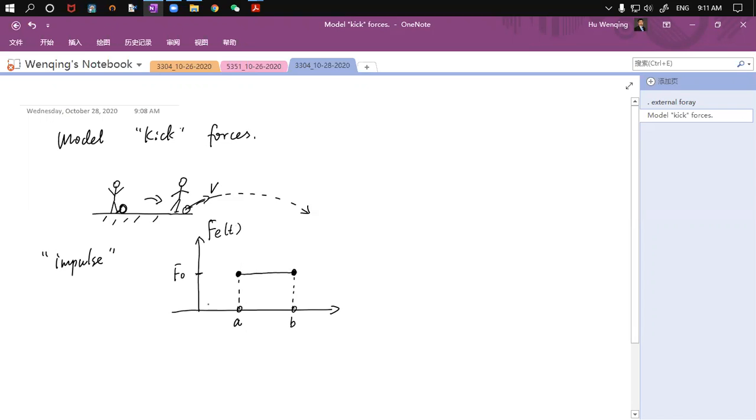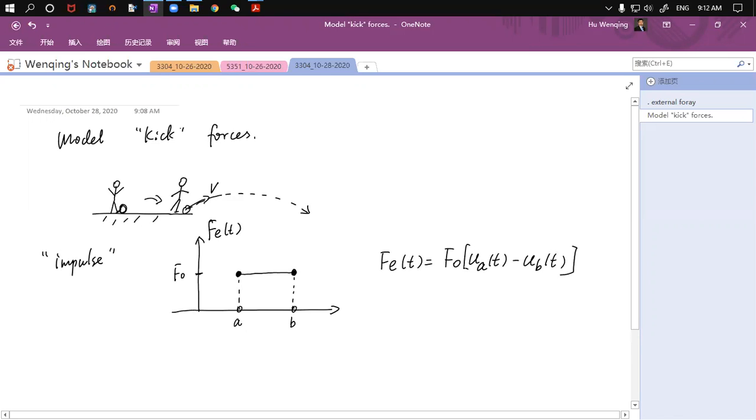You can see that the situation is not exactly like the unit step function, but indeed we can say that the external forcing is nothing but F0 multiplied by u_A(t) minus u_B(t). It's the difference between two unit step functions. Why is that the case?